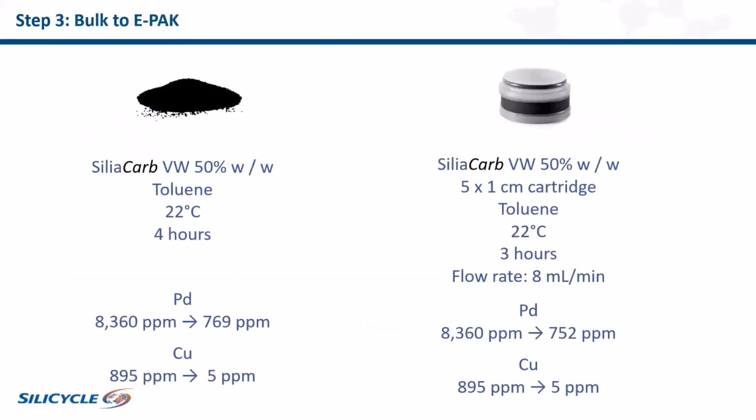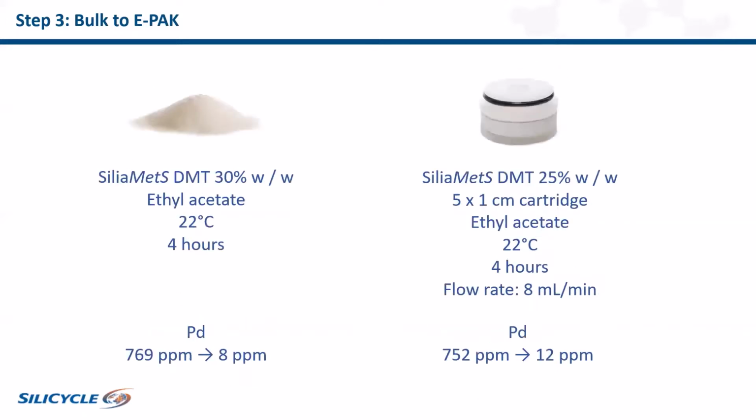Now we're ready to transfer it to the E-PAK. Using a SiliaCarb VW 50% weight corresponding to a 5 by 1 centimeter cartridge in toluene at 22 degrees for 3 hours, with a flow rate of 8 milliliters per minute, we were able to get down to 752 ppm for palladium and for copper at 5 ppm. For SiliaMetS, we went with 25% weight using a 5 by 1 centimeter cartridge in ethyl acetate, 22 degrees for 4 hours. With a flow rate of 8 milliliters per minute, we were able to get down to 12 ppm of palladium.